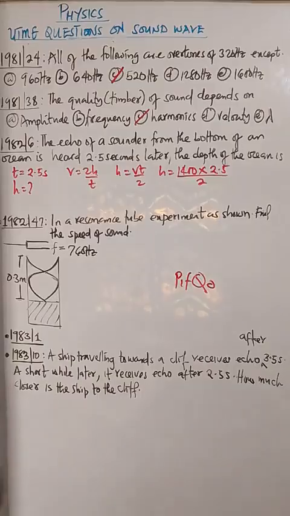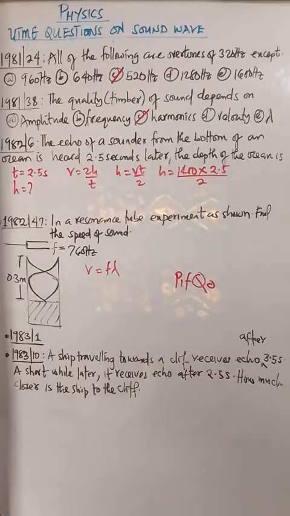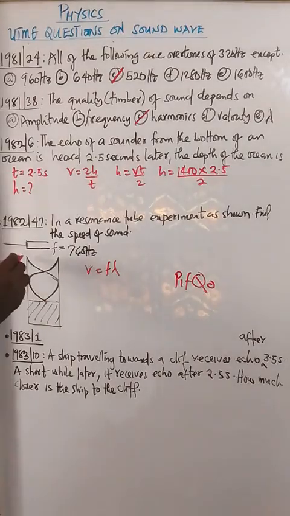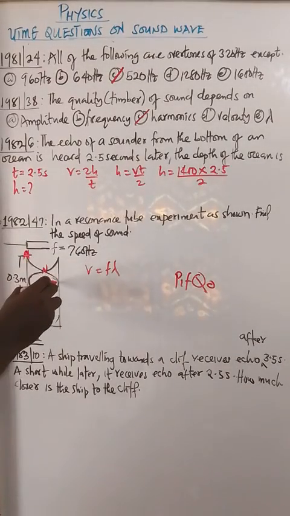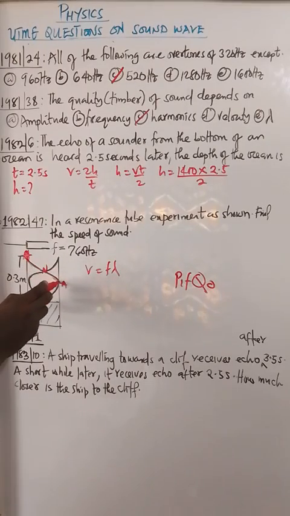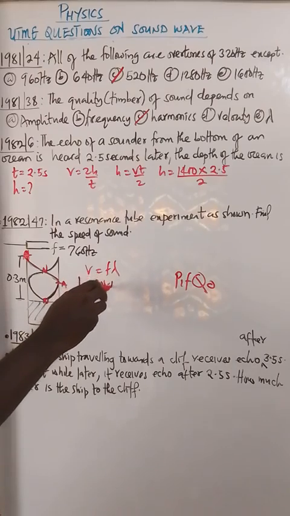Next, in the resonance tube experiment as shown, find the speed of the sound. We know speed V is F lambda, always. The frequency of the tuning fork is given, so the task is to get the wavelength. Luckily there is no end correction here too. So this is node, antinode, node, antinode. That is 1, 2, 3. So the length here contains 3 node-antinode.